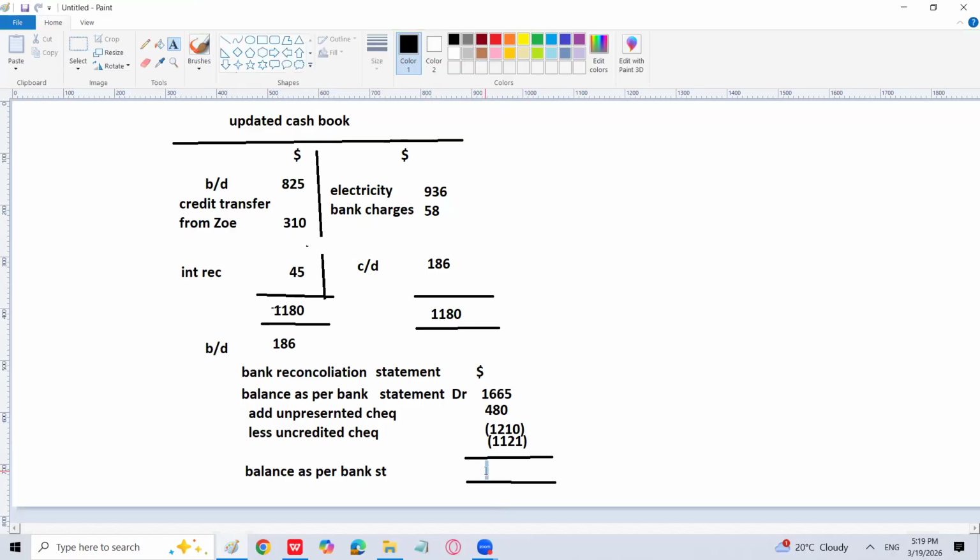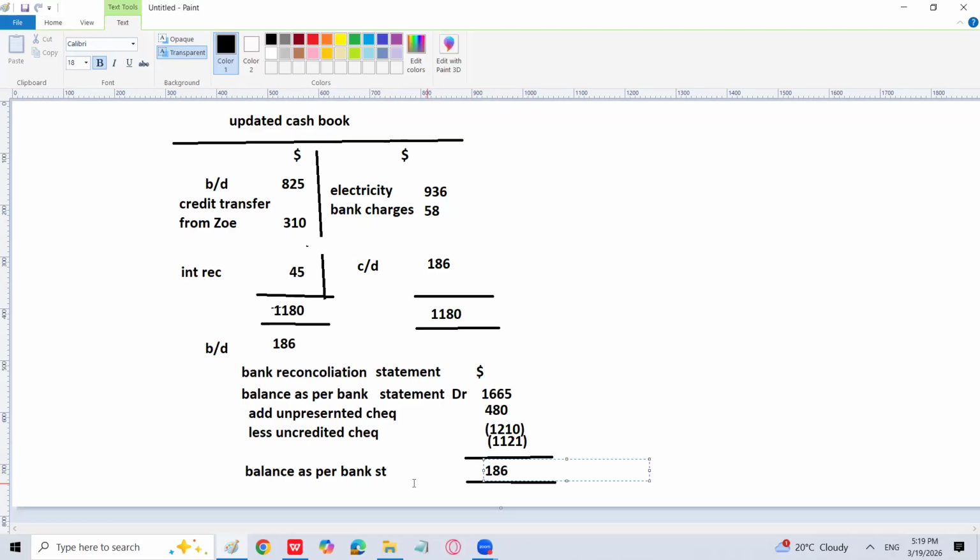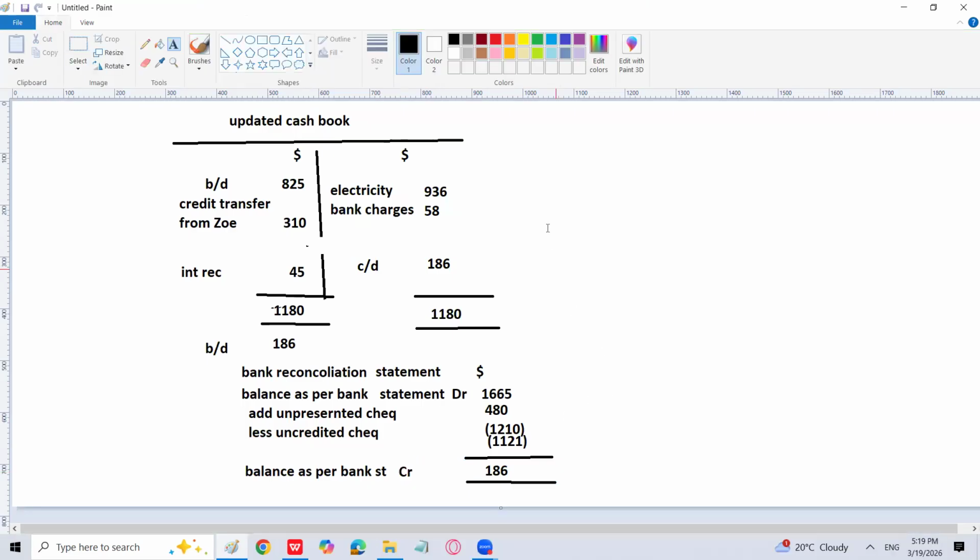And now we can get the answer 186, which is balance as per bank statement. It is coming in negative. So we should have written it debit balance, but we will not write it debit because the answer is in negative. We'll write credit balance. So the answer is balance as per bank statement, credit. Now let me make you understand that particular point.